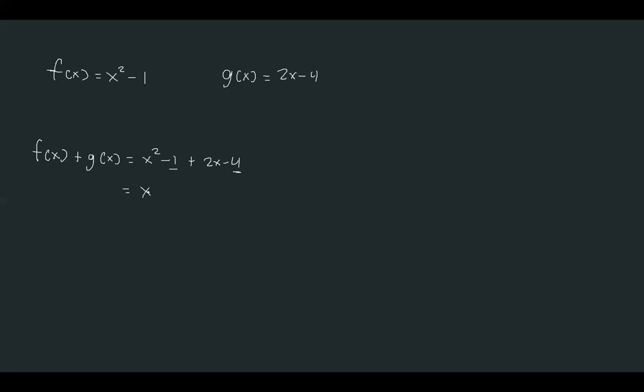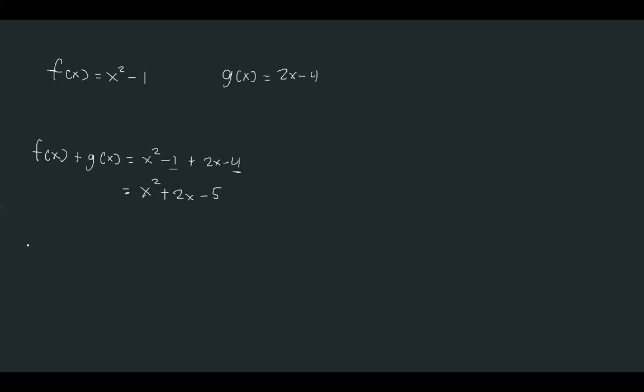So we have x squared plus 2x. Then combine these two constant terms. -1 minus 4 is -5. That's it. If you think this is factorable, then no problem, you can factor this trinomial. In this case, this is not factorable. It's so obvious. If you recall your basic algebra, you will eventually know.